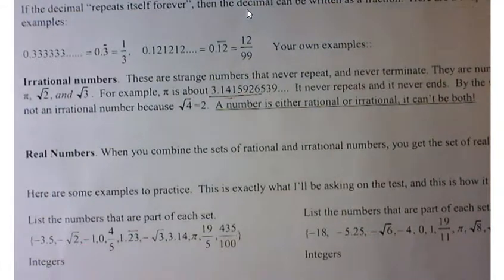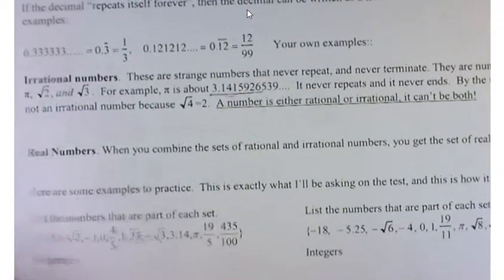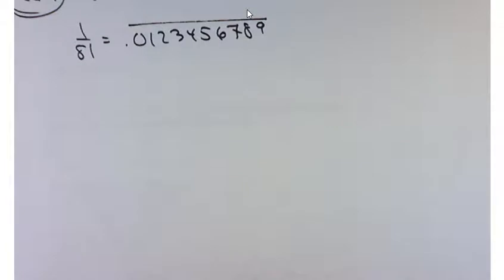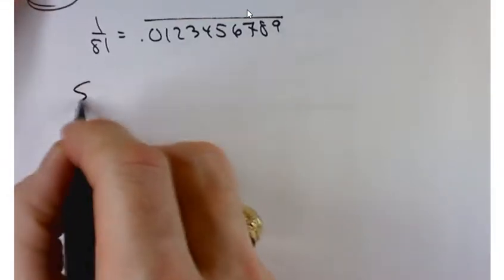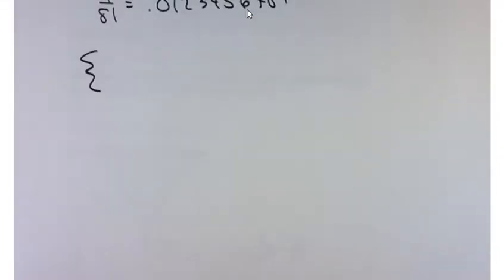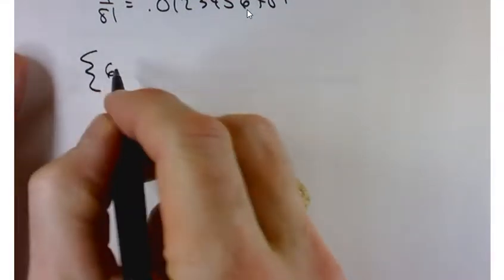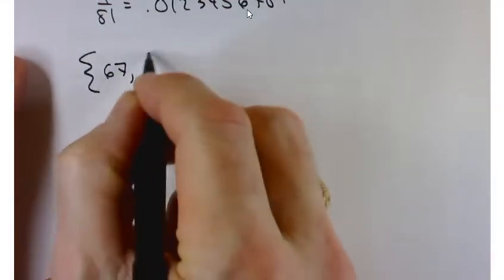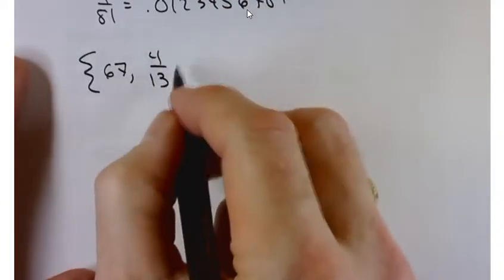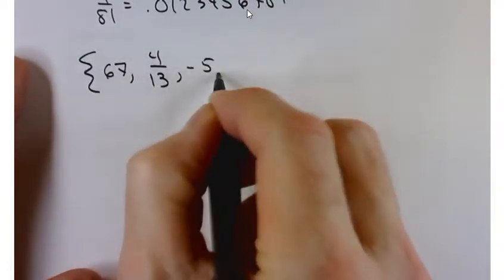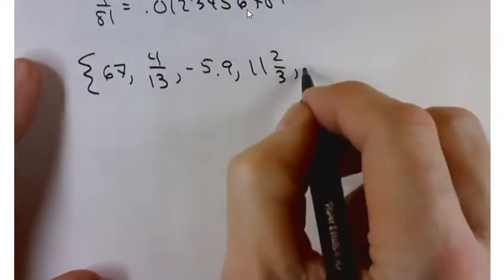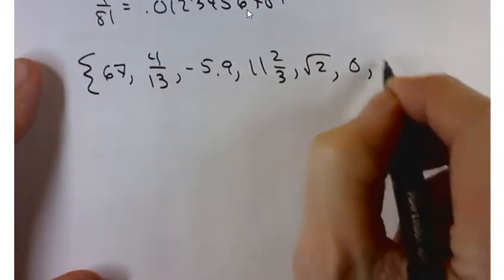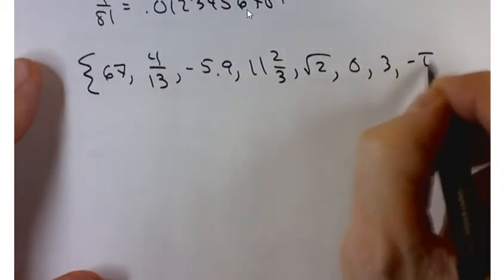So let's work through and understand what I would ask in a problem like this. Let me give you a set of numbers, and to denote a set, we're going to use this curly brace. Numbers like 67, 4 over 13, negative 5.9, 11 and 2/3, square root of 2, 0, 3, and negative pi.